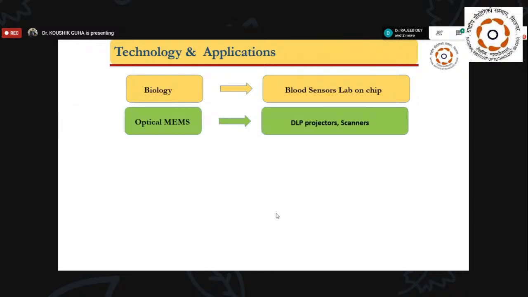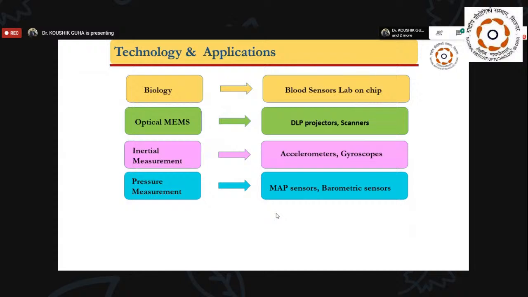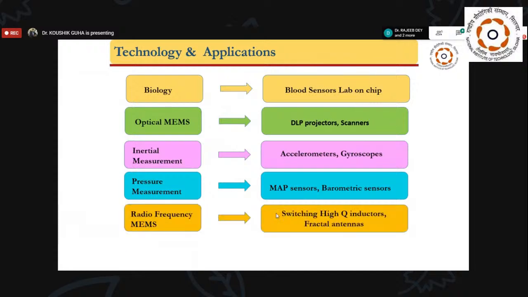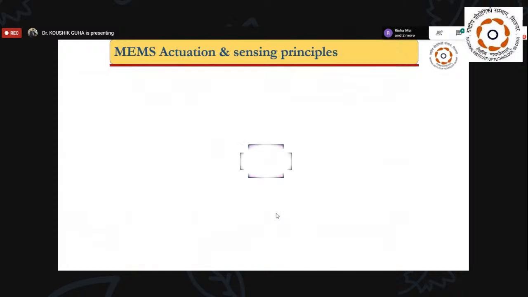Optical MEMS, there are other applications like projectors, scanners, inertial measurements, some kind of accelerometers, gyroscopes, pressure measurements, the map sensors, barometric sensors, radio frequency MEMS, this type of antennas or switches are coming, because radio frequency MEMS is also very important for today's market scenario, because in the coming 5G and 6G scenario, you require very high switching devices, and there RF MEMS will support. Then there are a lot of other technological applications also of our MEMS.